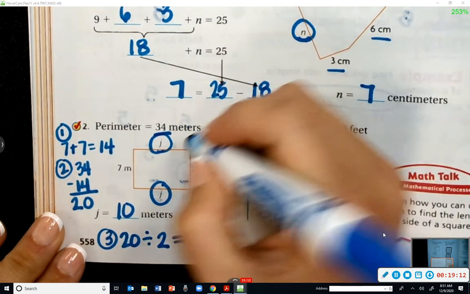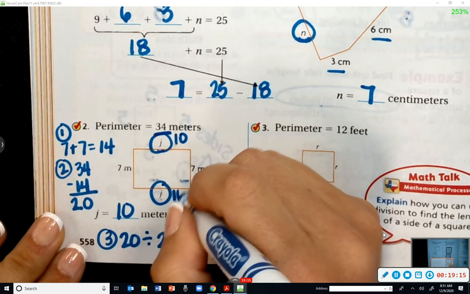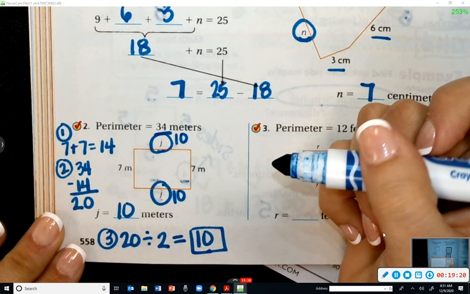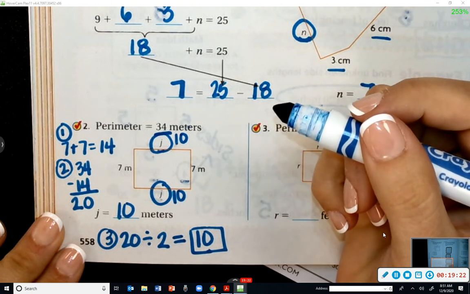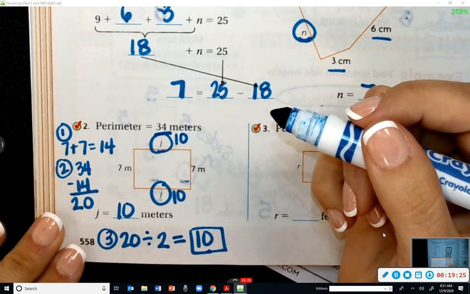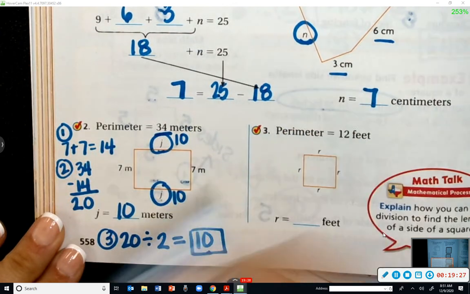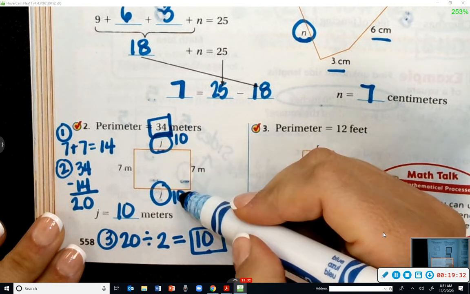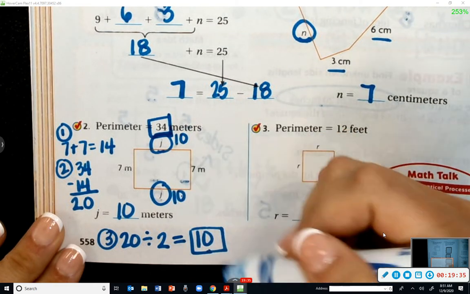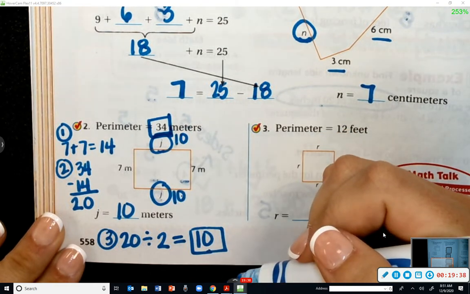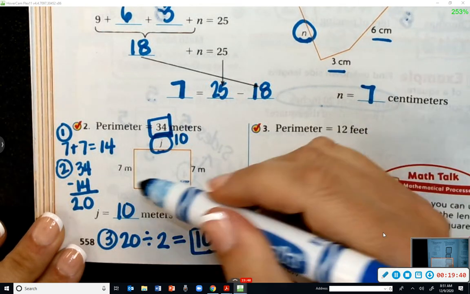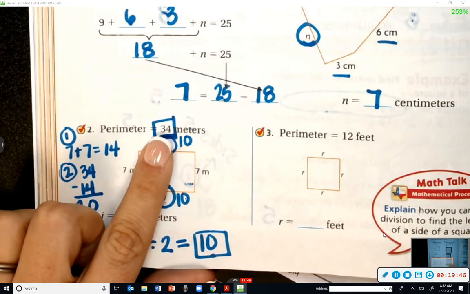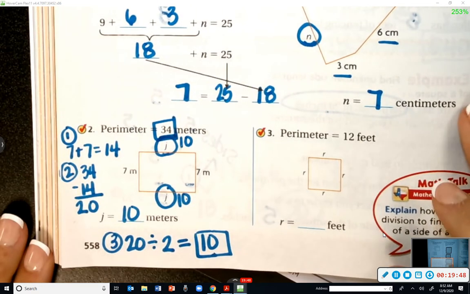Now let's see if that makes sense. If I put 10 here and 10 here, I add up all the sides and they should equal what? If I add up all 4 sides, what should they equal? 34, my perimeter. What's 10 plus 10? 20. 20 plus 7? 27. And 27 plus 7? 34. So we are correct, because it added up to 34.